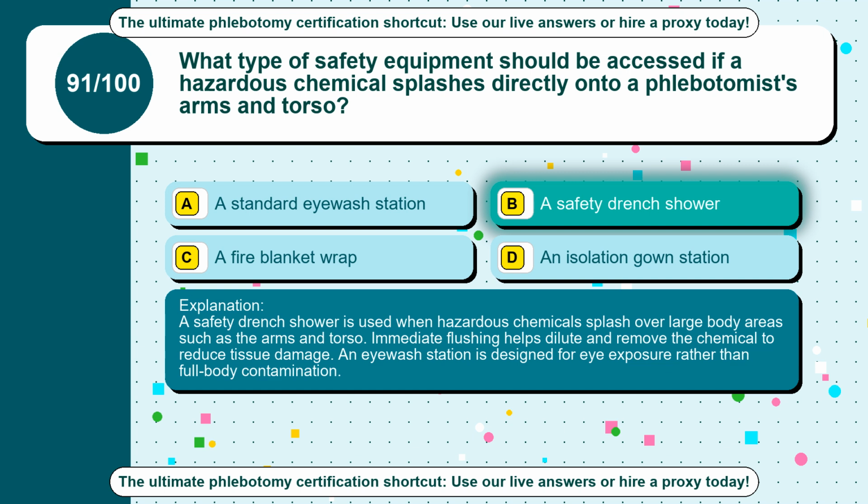A safety drench shower is used when hazardous chemicals splash over large body areas such as the arms and torso. Immediate flushing helps dilute and remove the chemical to reduce tissue damage. An eye wash station is designed for eye exposure rather than full body contamination.